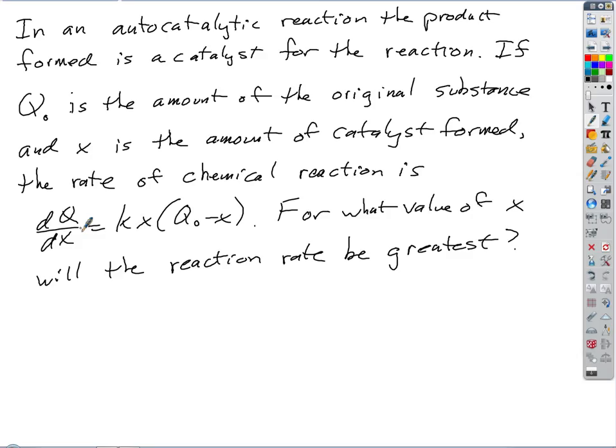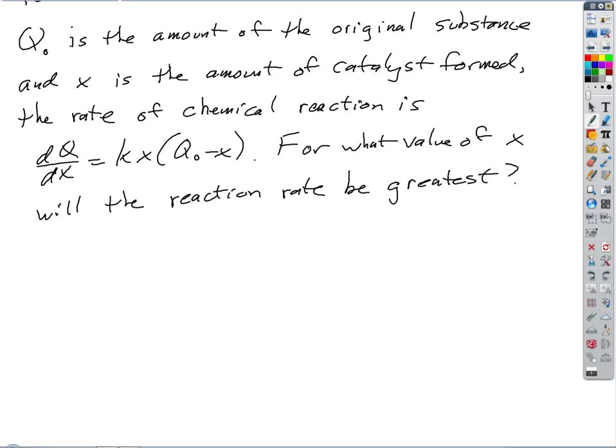So we'll call our function r for rate. R of x equals kx times (q naught minus x), where x is the variable, q naught is the amount of the original substance, and x is the catalyst.